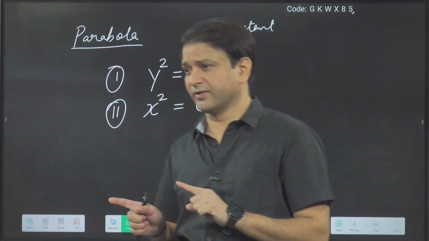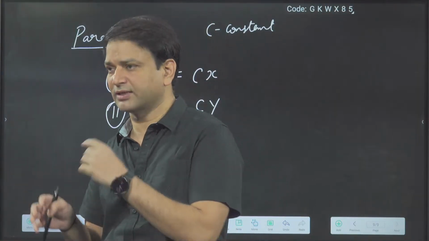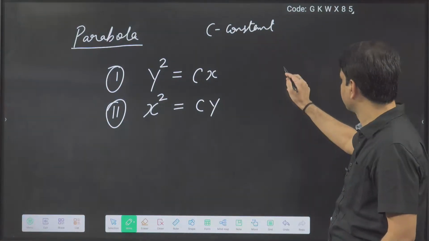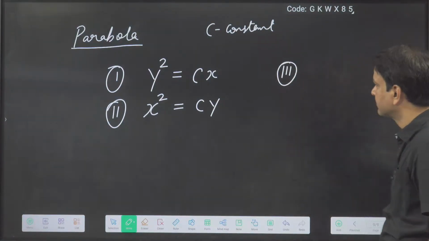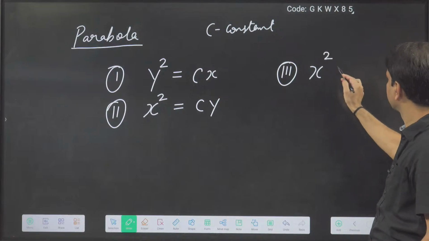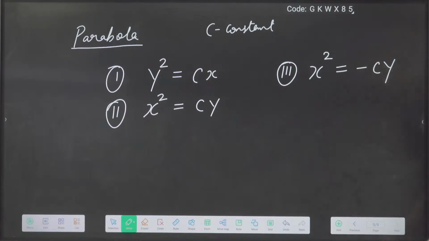Negative also they can give. For the negative, what will we do and how do we decide the shape? Like they can give here, x square is equal to minus cy.